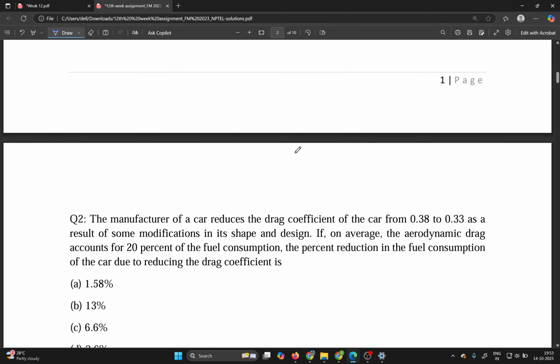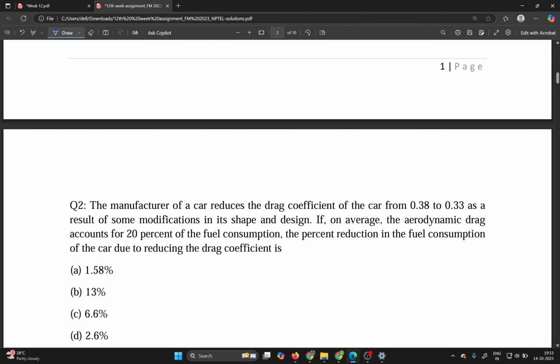Next question is, the manufacturer of a car reduced the drag coefficient of the car from 0.38 to 0.33 as a result of some modification in its shape and design. If on average the aerodynamic drag accounts for 20% of the fuel consumption, the percentage reduction in the fuel consumption of the car due to reducing the drag coefficient is.